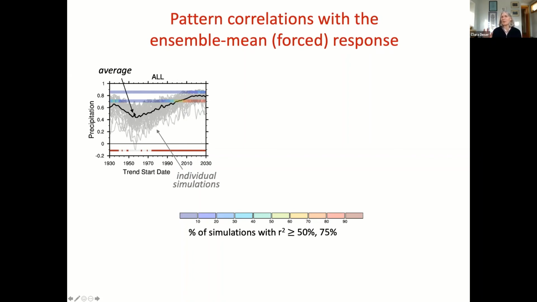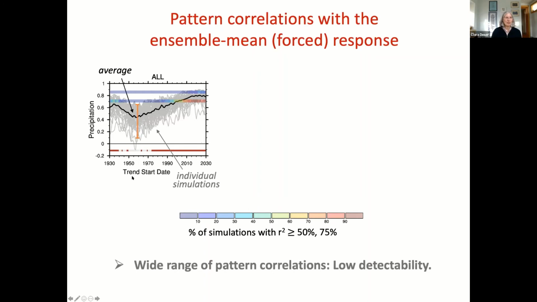So, not to be confused with the results I showed you in the first half of the talk. On average, and it's quite sobering, if you look at this time period, for trends starting in the 1960s, you have the possibility of this wide range due to internal variability. You could get a pattern correlation as low as 0.1 or as high as 0.7, let's say.